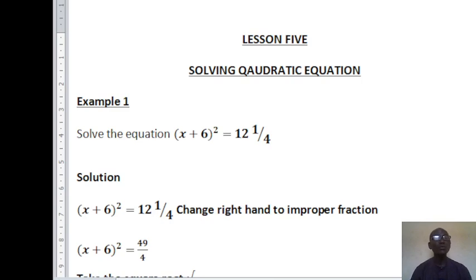I want to remind you that we are in lesson 5. Our topic is solving quadratic equations.